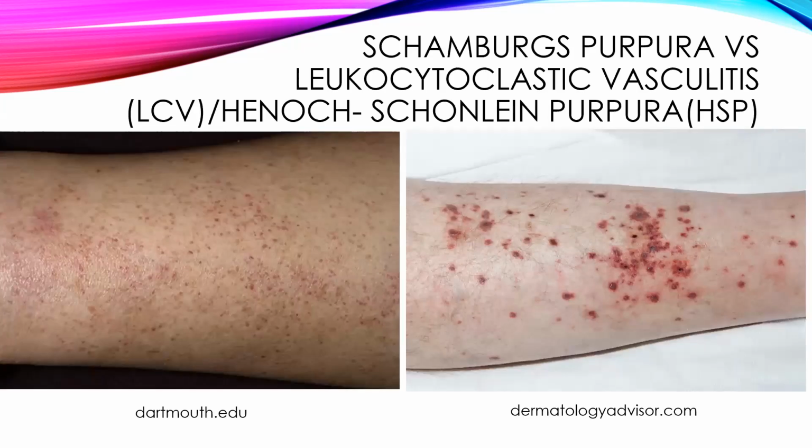So next is something I wanted to mention because I think it gets confused often in clinic, and that is the difference between Schamberg's purpura versus leukocytoclastic vasculitis, or LCV. So Schamberg's purpura are non-palpable purpuric macules, commonly on the lower extremities, whereas LCV is palpable purpuric papules on the lower extremity. And sometimes those can even have pustules in the center of them.